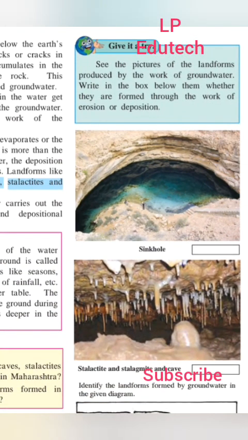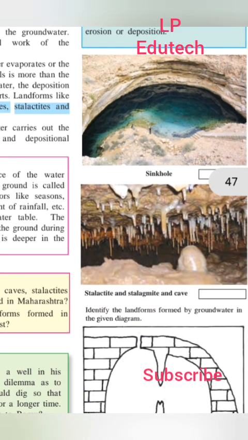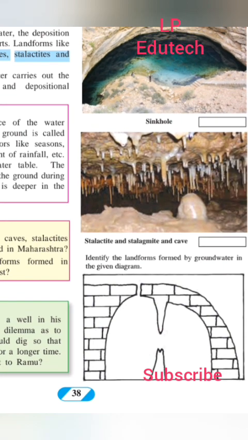See the pictures of the landforms produced by the work of groundwater. Write in the box below them whether they are formed through the work of erosion or deposition. Number 1 is the sinkhole. Sinkholes are formed due to the erosional work of groundwater. So the answer of the first is erosional work of groundwater, and the second, the stalactite and stalagmite cave, is formed due to the depositional work of groundwater. So these are the answers for this.